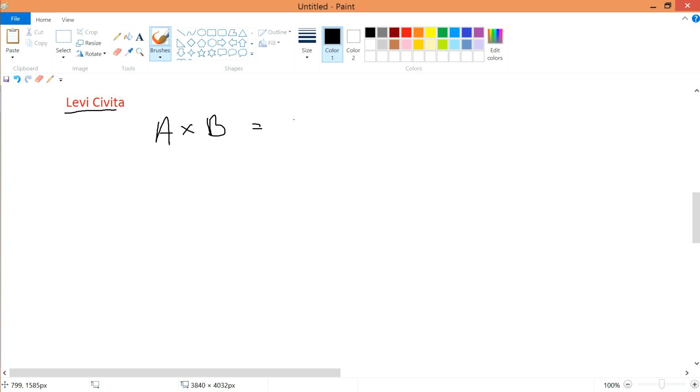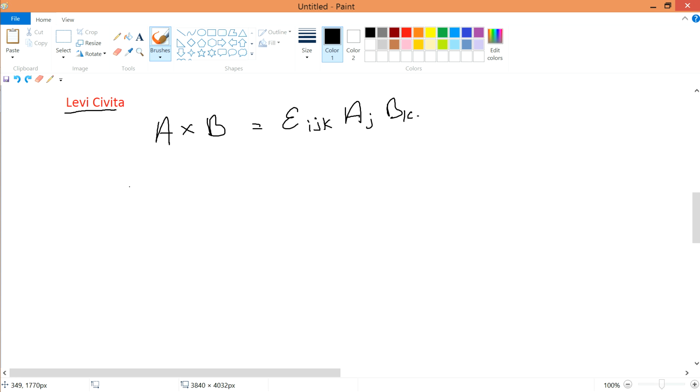On the other hand, the Levi-Civita deals with the cross product, which equals epsilon ijk a_j b_k. I will not go into details on how to do this, but it's in your book, page 130, if you want to check it out.